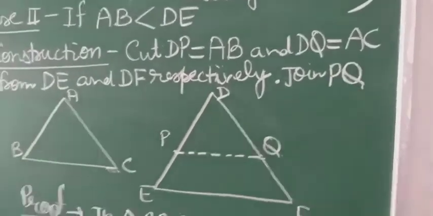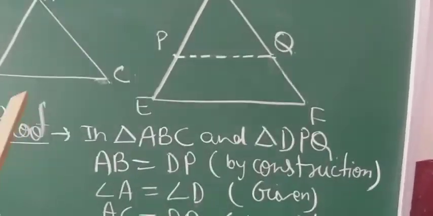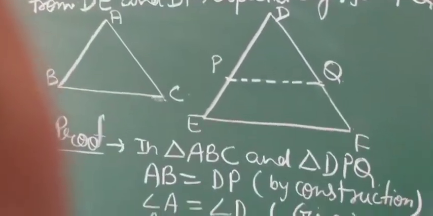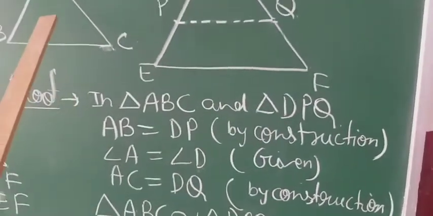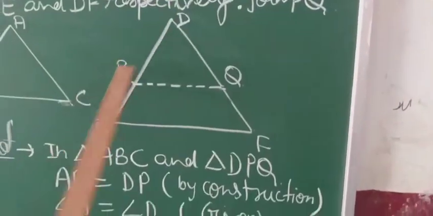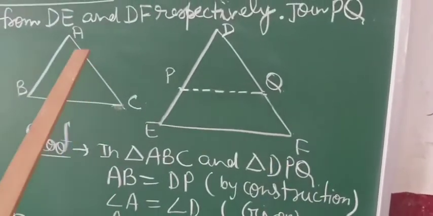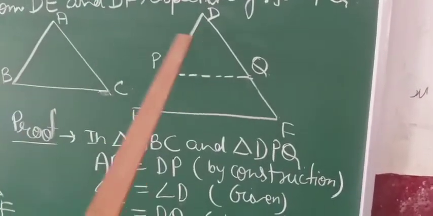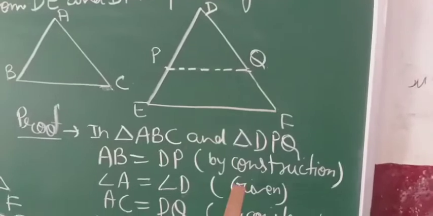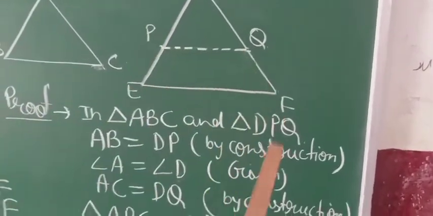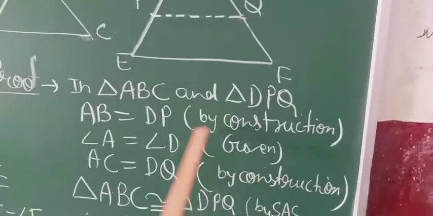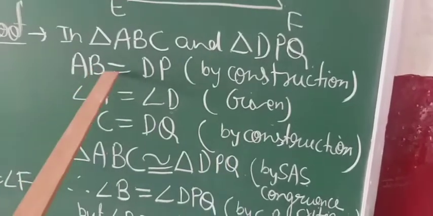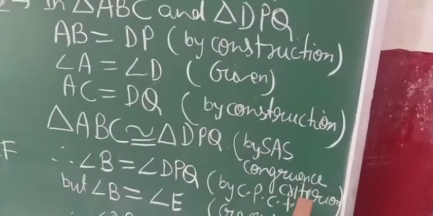Okay students. Now students, how can we prove that triangle ABC is similar to triangle DEF? To prove this, we will take triangle ABC and triangle DPQ. You can see student, AB equals DP by construction. Angle A equals angle D, given. AC equals DQ by construction. So triangle ABC is congruent to triangle DPQ by SAS congruency criterion.